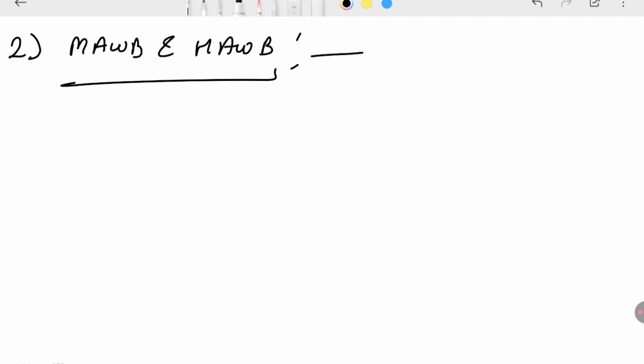Now comes the second point. What is the difference between master and house? Master airway bill and house airway bill. With the help of diagrams, I will explain the difference between master and house. One side is your freight forwarder, in the middle is your airline, and the last column is your shipper or seller.